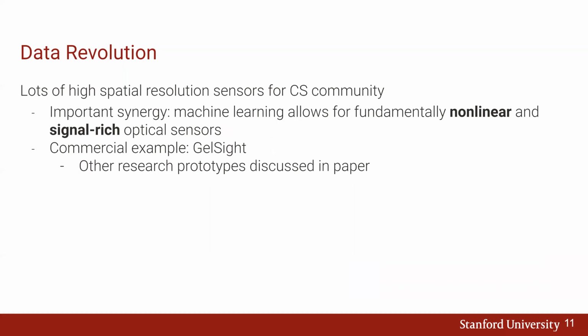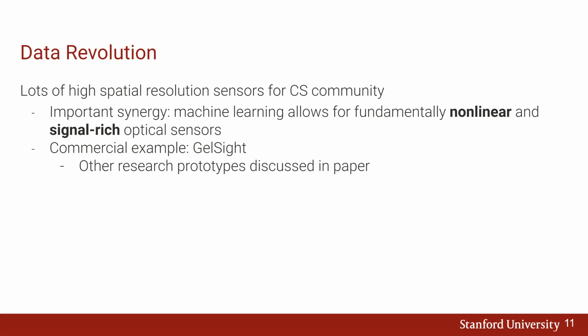Then the data revolution came, bringing along a new suite of tactile sensing designs that focus on high spatial resolution to feed the data hunger. We know that there's an important synergy between hardware design and machine learning. Because machine learning is suited to process raw data quickly, machine learning actually helps relax some of the traditional scalability assumptions of tactile sensors by allowing for fundamentally nonlinear and signal-rich optical sensors. Or in other words, there's just been a flurry of papers proposing essentially new tactile imaging devices.